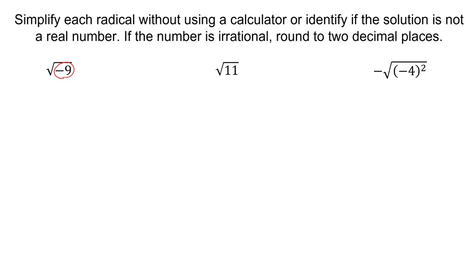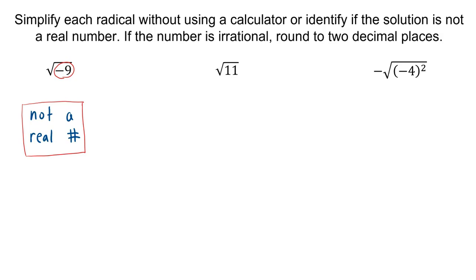So for the purposes of this class, because we've not covered the complex number system yet, anytime we are asked to find the square root of a negative value, our answer will be that it is not a real number. Now, the reason that our response is not a real number is because the square root of any negative number does exist. So therefore, we can't say does not exist. It does exist. It's just not a real number.